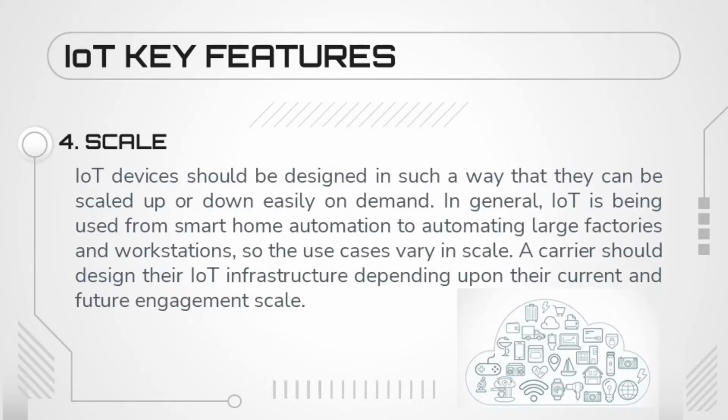Scale. IoT devices should be designed in such a way that they can be scaled up or down easily on demand. In general, IoT is being used from smart home automation to automating large factories and workstations, so the use cases vary in scale. A carrier should design their IoT infrastructure depending upon their current and future engagement scale.